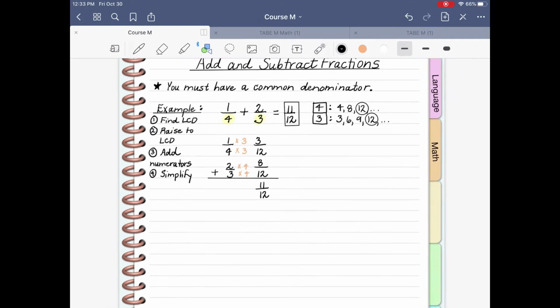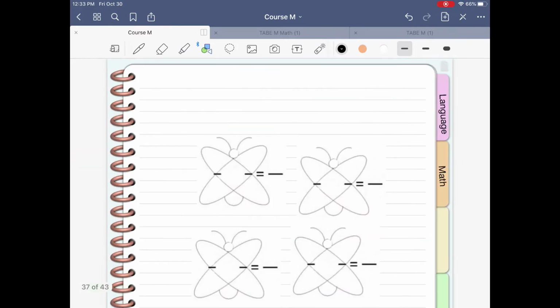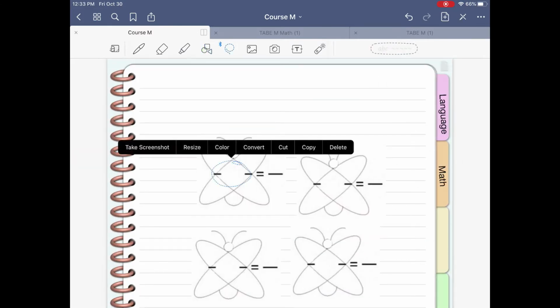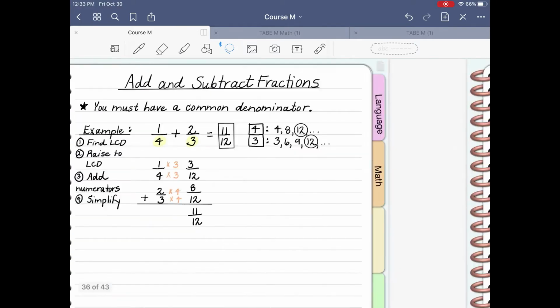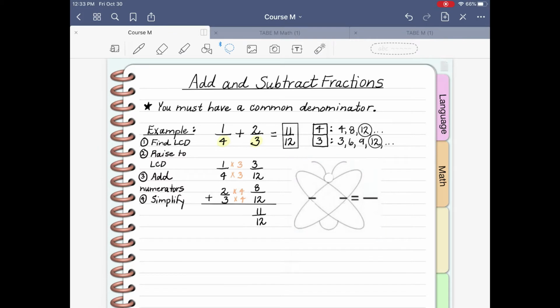This is the traditional way of doing this problem. Now, I want to take one of these butterflies. I'm not going to do it just yet, but I want to take it and put it right in this space because we're going to use the butterfly method in a minute. I wanted to show you all the traditional ways first.